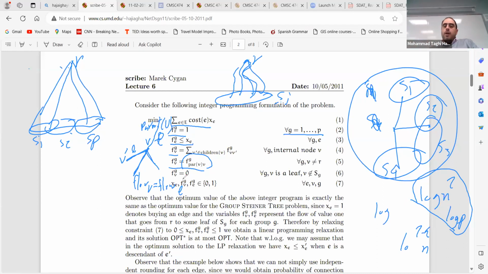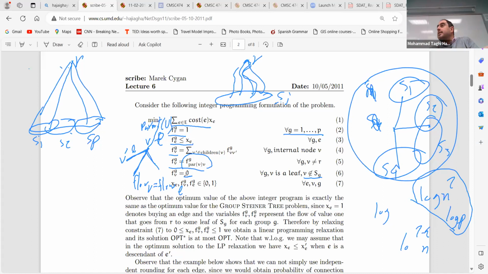And then, of course, one important thing: if for a vertex V, this V does not belong to the group G, the flow that goes to this vertex should be 0. This is the additional thing that I do, and I can just put 0. And of course, it is integral.